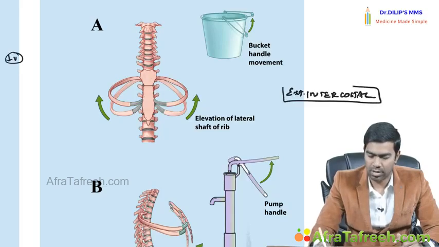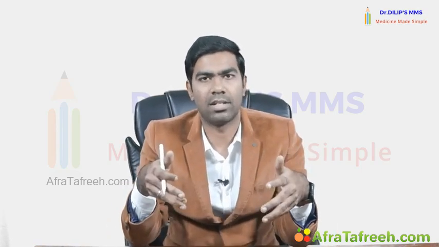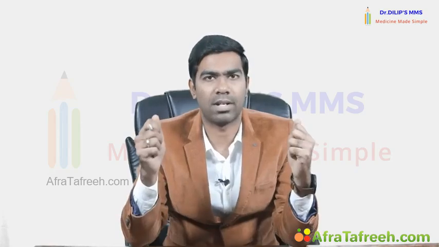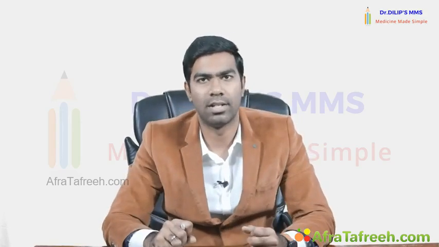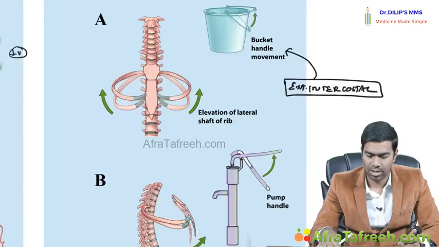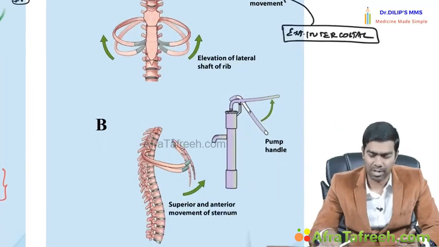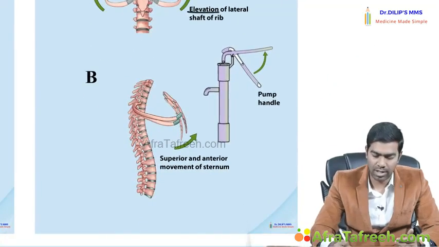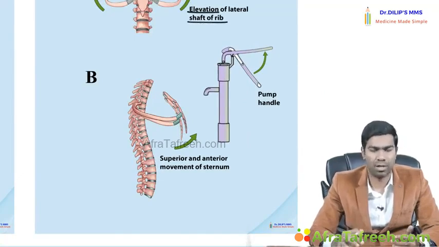This external intercostal action is going to create the classic bucket handle movement. You can see the bucket initially when it is in the resting state. You see the handle is not creating that much volume. When you elevate the bucket handle, it's going to move upward and outward, creating a lot of volume, so that you can hold the bucket and you can even place your hand inside the area between the handle and the bucket, right? So this is what we call the characteristic bucket handle movement. You can see the elevation of the ribs, the lateral shaft of the rib.